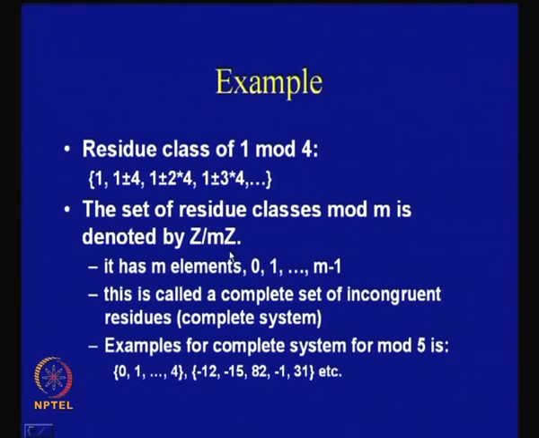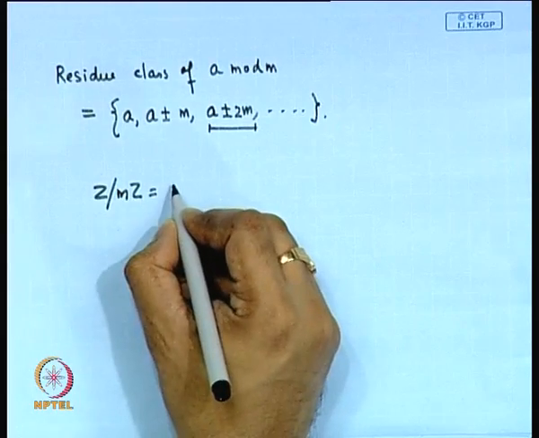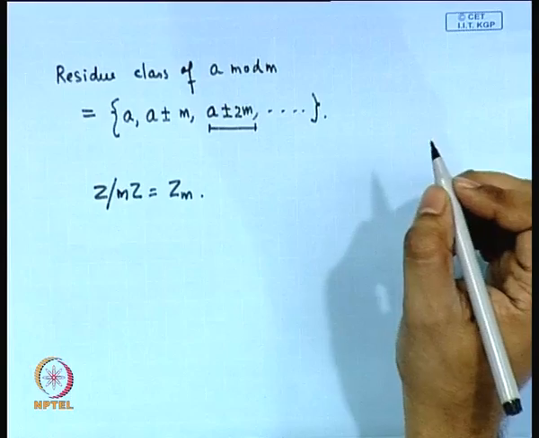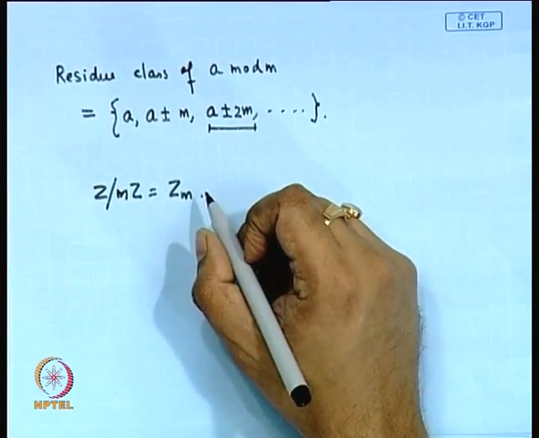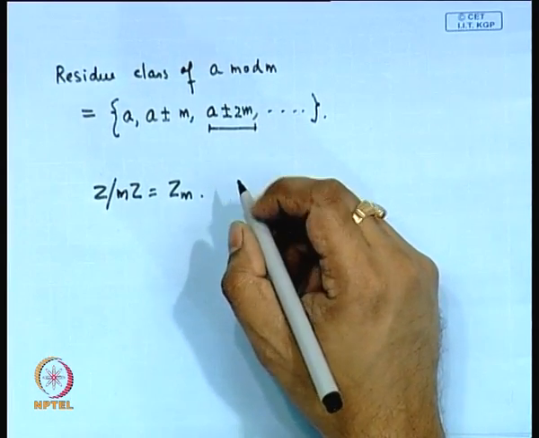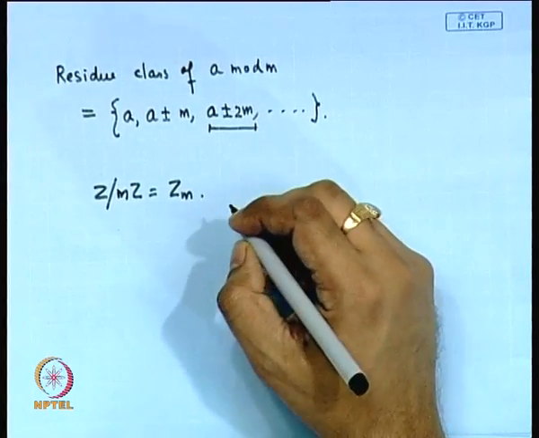Okay, it is also denoted as Z. I mean, you can also denote it like this. So it's also an equivalent, maybe shorter, way of representing this set. This just defines that this is the set of residue classes mod M, and it is denoted by Z/MZ, and that is equal to Z_M.